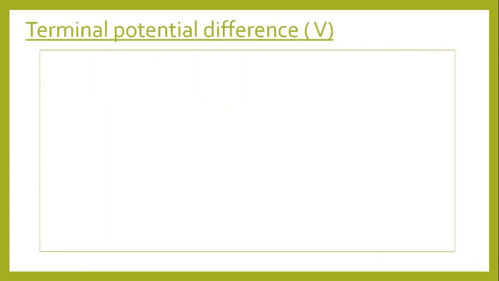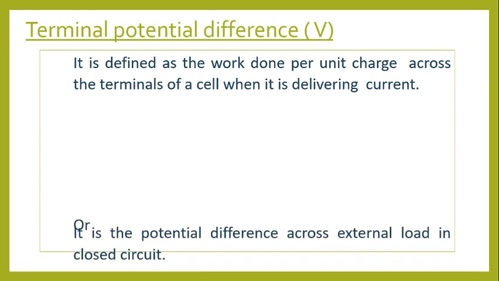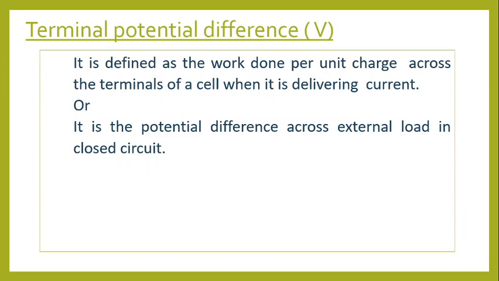Now, the next definition that we need to understand is what we call the terminal potential difference. Terminal potential difference is defined as work done per unit charge, just like the first one, across the terminal of a cell when it is delivering current. So if you compare this definition to the previous one, I defined EMF as work done per unit charge when it is not delivering any current, while when I'm defining terminal potential difference, I define it as work done per unit charge when it is delivering current.